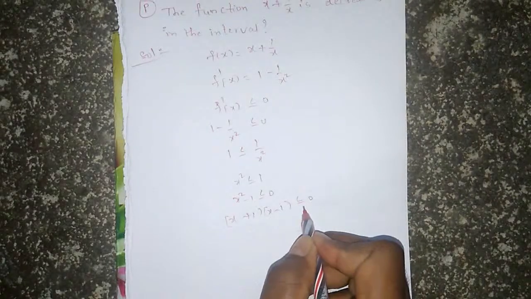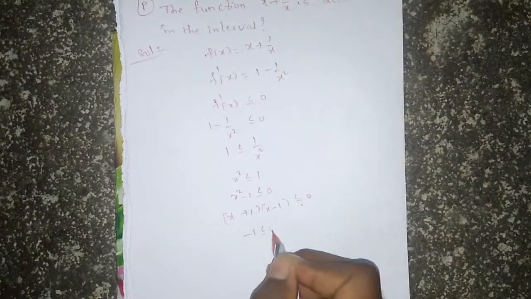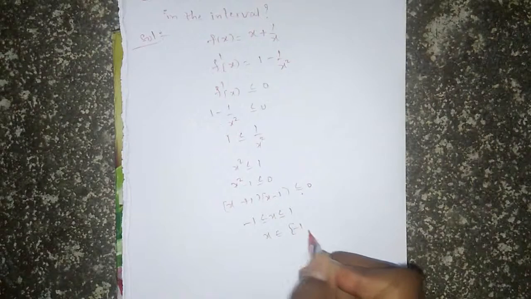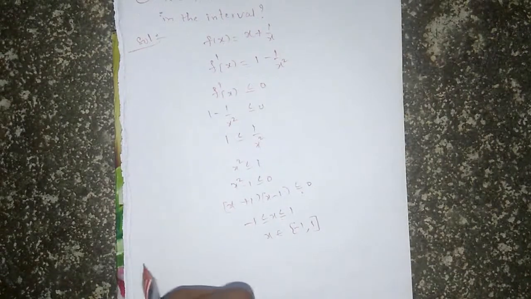So less than or equal to 0 means lies between the roots. Here roots are minus 1 and 1, that is minus 1 less than x less than or equal to 1, that is x belongs to minus 1 to 1 is the interval in which the given function is decreasing.